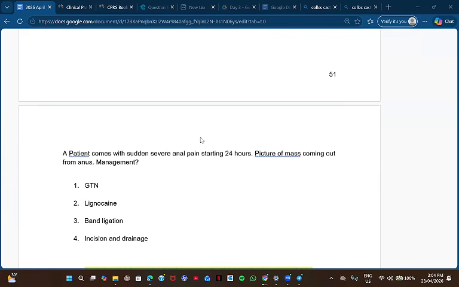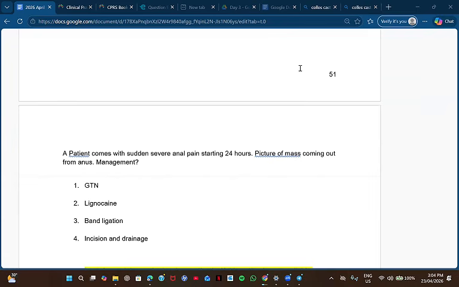Okay, here. What are the types of anal bulge, anal masses coming out from the anus? This is not just outside the anus. This is a picture of a mass coming out from the anus. So what are the things that come out from the anus?